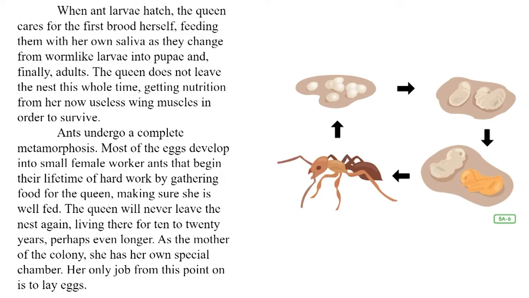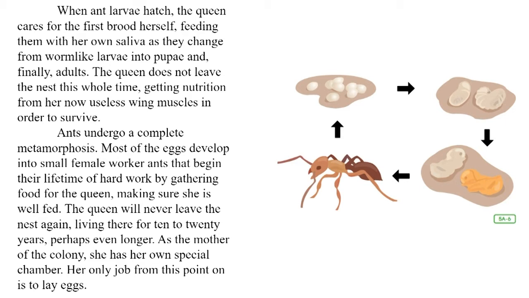When ant larvae hatch, the queen cares for the first brood herself, feeding them with her own saliva as they change from worm-like larvae into pupa and finally adults. The word hatch in this sentence means to come out of an egg. The word hatch can also mean an opening of a ship deck or the floor, wall, or roof of a building.